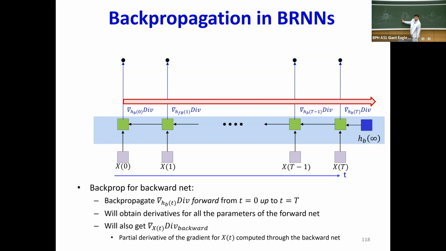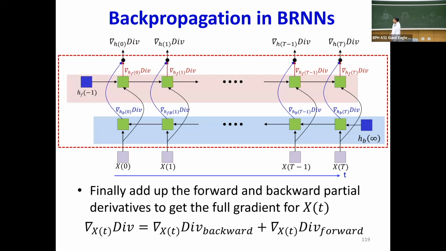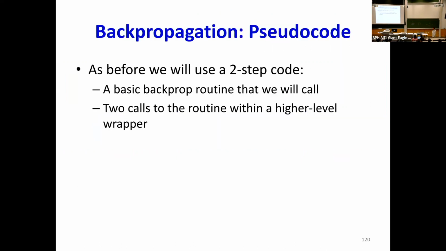What do I do with those? Concatenate? No, I have to sum them. The same x is influencing the divergence in two different ways, right? And so you can just sum them up. x is being used for the forward computation, which affects the divergence. It's being used for the backward computation, which affects the divergence. So you get derivatives down both paths, and they must be summed up.